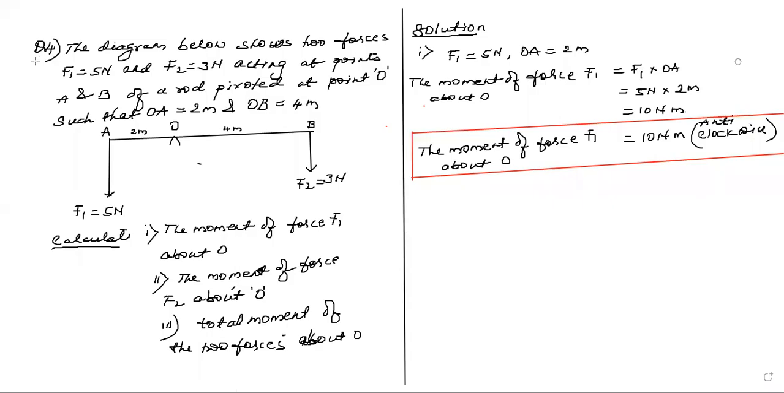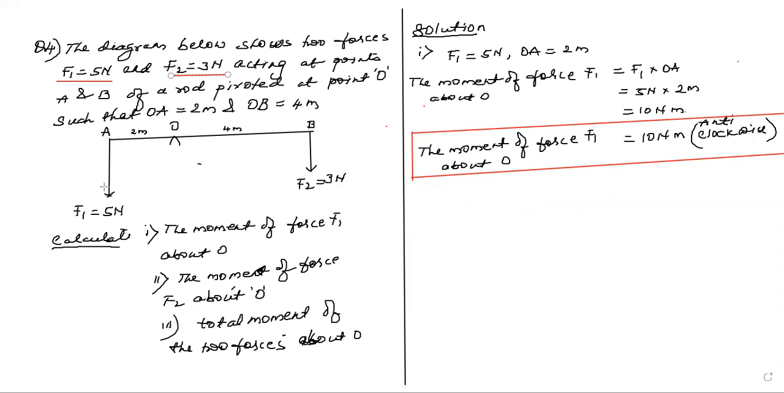We're doing question number 4. You can see here the diagram below shows two forces, F1 equal to 5 Newton and F2 equal to 3 Newton, acting at points A and B. A is here, B is here.